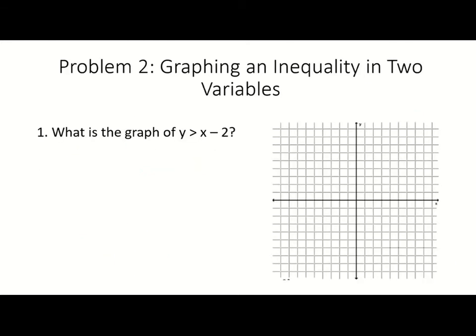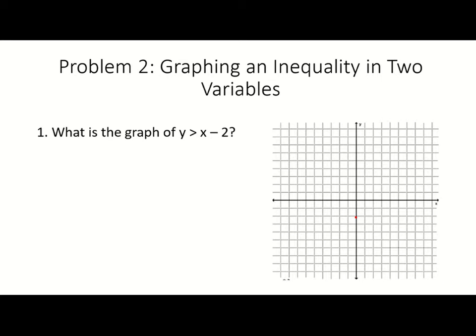So our first example under problem 2, number 1 says, what is the graph of y is greater than x minus 2? So to graph an inequality, I'm going to graph it very similar to an equation. I'm going to make sure it's in slope-intercept form, y equals mx plus b, and I'm going to first plot my y-intercept. In this case, my y-intercept's at negative 2, so I'm going to plot a point at negative 2. From my y-intercept, I'm going to count my slope, the coefficient in front of x. In this case, that's 1.